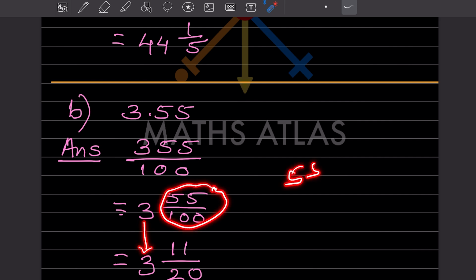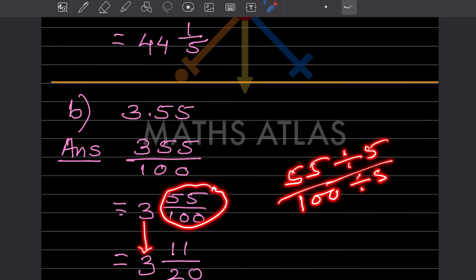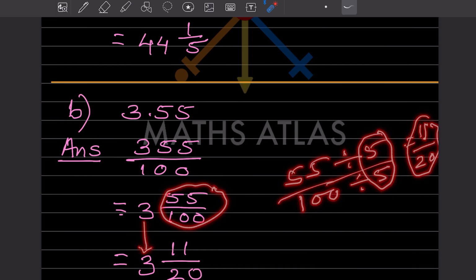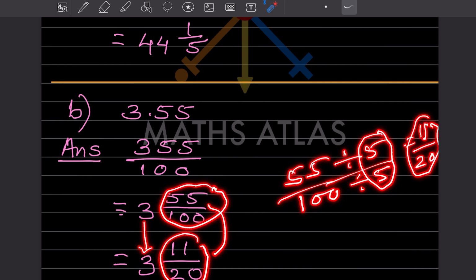See, look here, 55 divided by 100. We can simplify this by 5. Whatever change we make, the same thing should be done on both sides, the numerator as well as the denominator. So 55 divided by 5 is going to be 11 and 100 divided by 5 is going to be 20. This cannot be simplified further. So this will be 11 by 20. This is the simplified form.